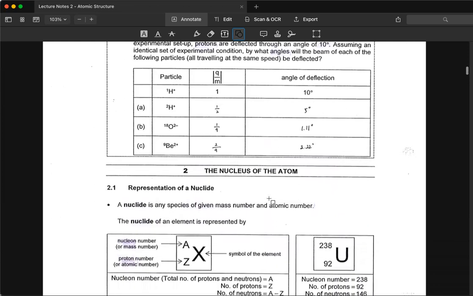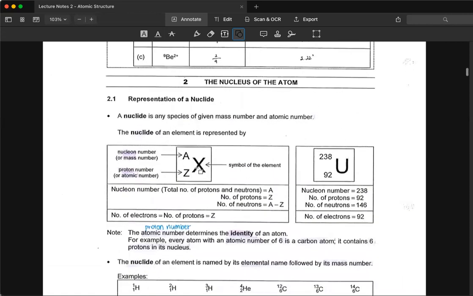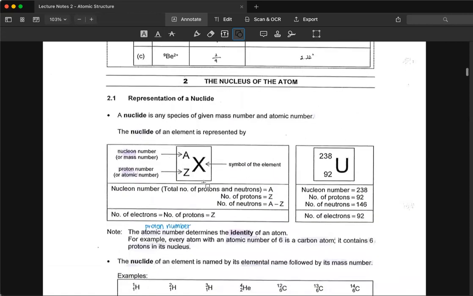Now, the nucleus of the atom. A nuclide of any species of a given mass number and atomic number can be represented using this, with the nucleon number at the top left-hand corner of the symbol, and the bottom left will be the proton number.